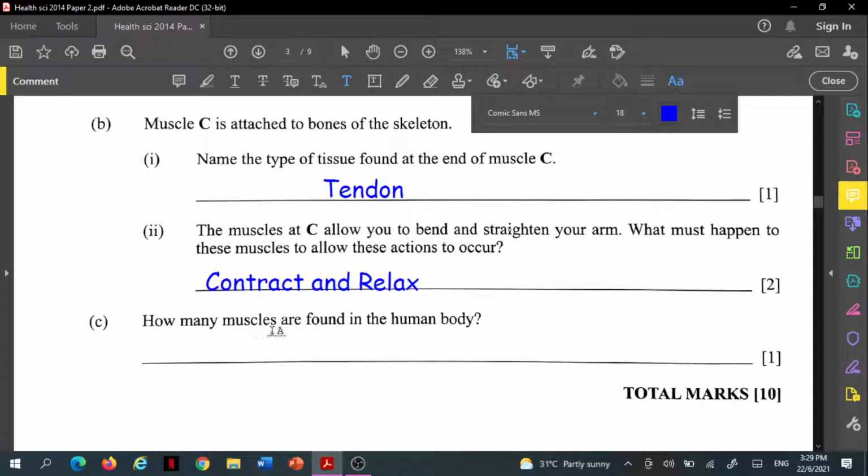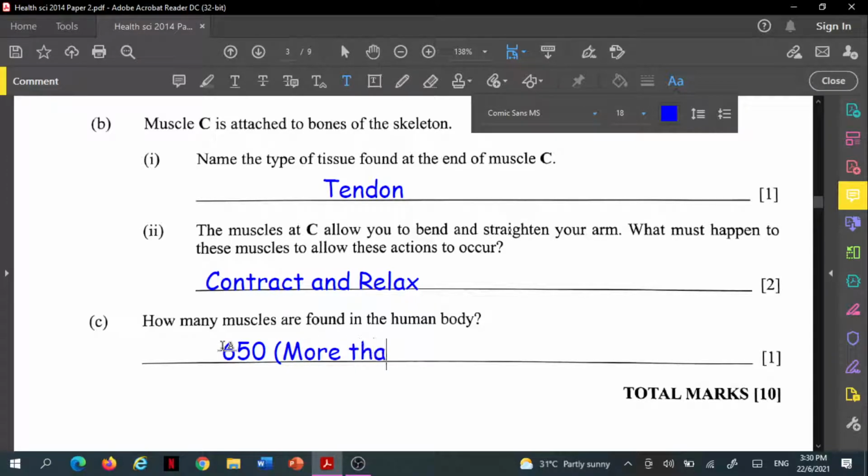All right, so how many muscles are found in the human body? This will be an approximate number, so I'm going to give you 650 as a number, but the truth is it could be more than 600. So I'm going to put here more than 600, okay?